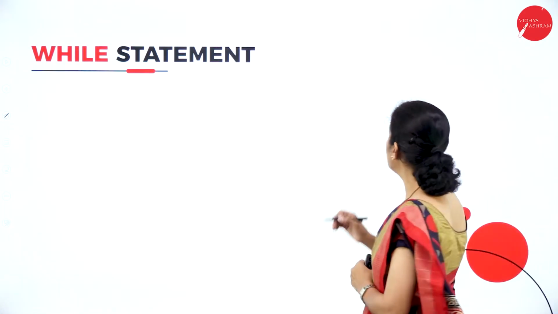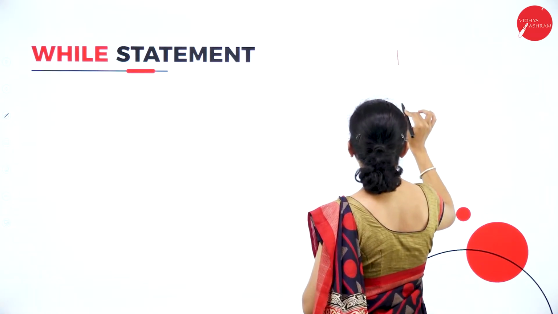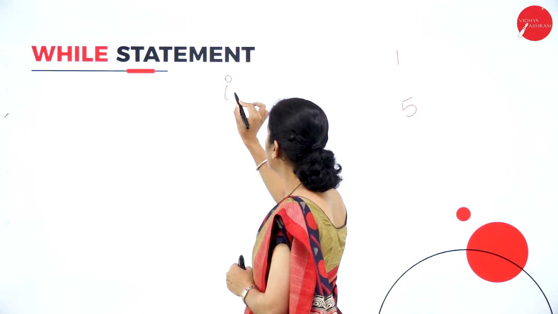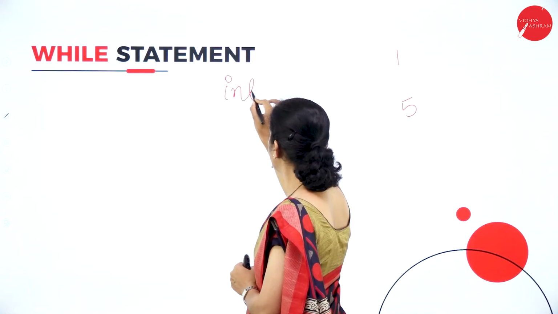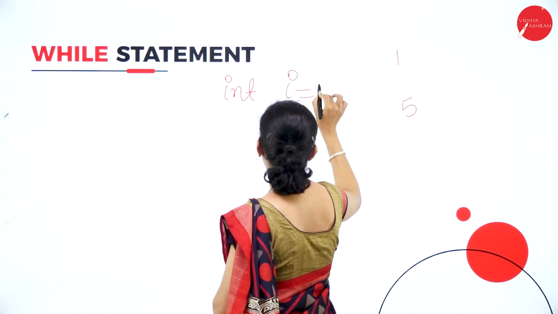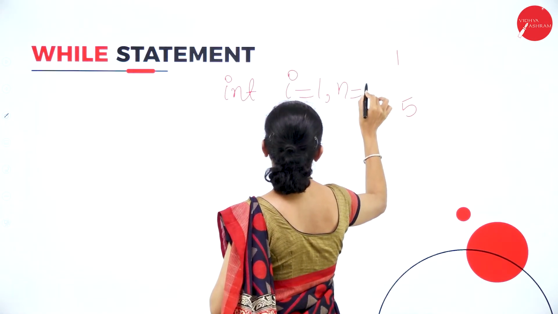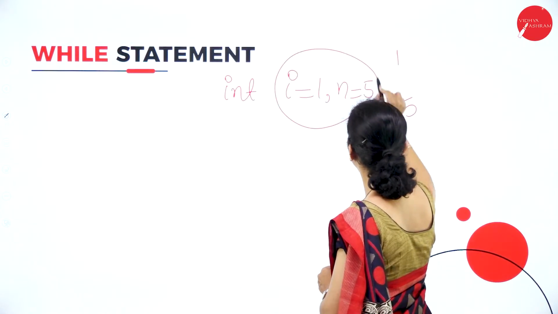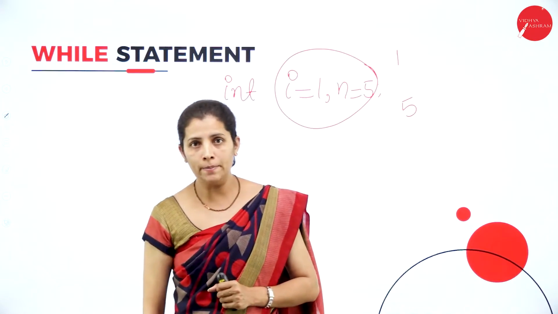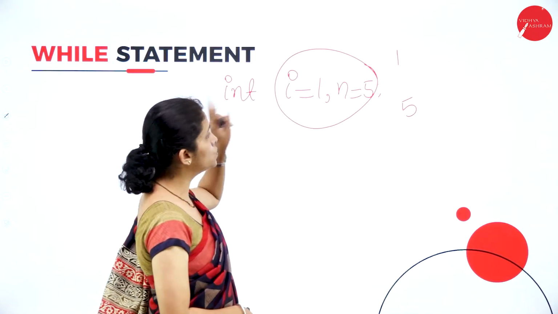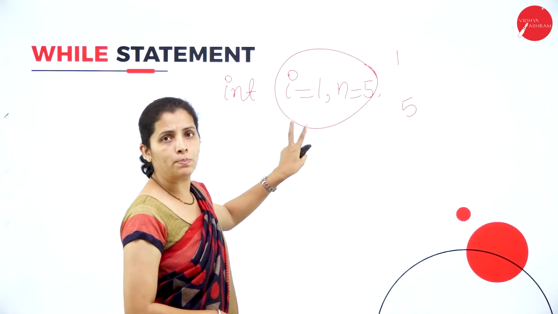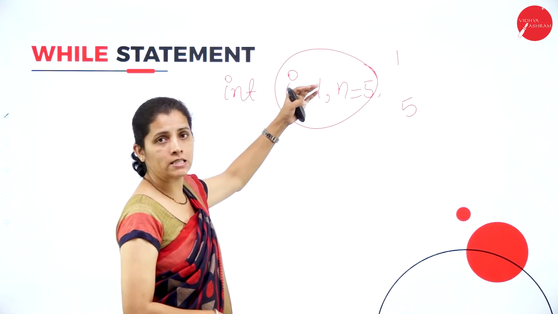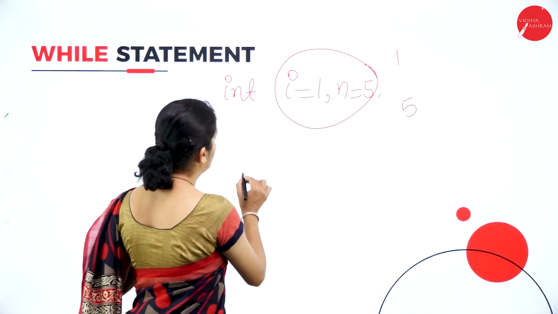Now, to illustrate the while statement, let me write a simple program. Students, think that I want to print 1 to 5. Now see here, I will take i, that is of type int, i = 1 and n = 5. Now, these two are the looping variables. That means I am going to use these two variables in my loop. So what do I want to do? Before my loop, I want to initialize the variables.